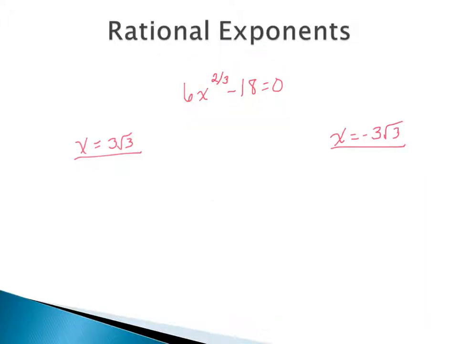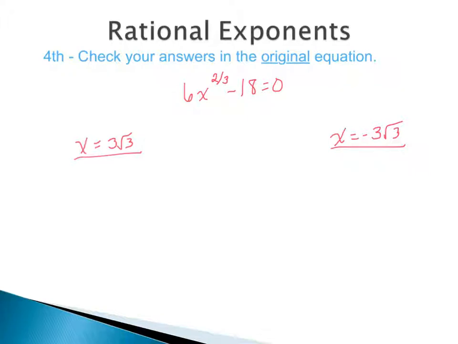Last, just like we had with solving our radical equations, we do want to check. Here I would strongly suggest that you use your calculator because we're dealing with rational exponents and radicals, so it can get a little hairy. First we have two solutions, x equals 3 square root of 3, and x equals negative 3 square root of 3. If I substitute in 3 square root of 3, we always go back to the original equation. So we'd have 6 times 3 square root of 3 raised to the 2/3 power minus 18 equals 0.